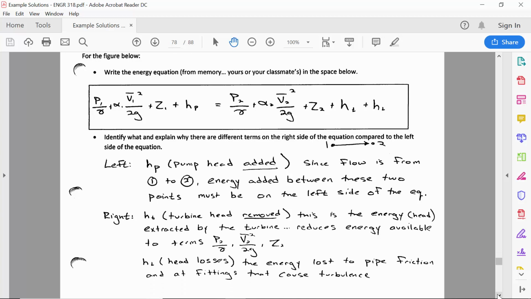Okay, I've got the energy equation up on the screen there, as well as my short answer explaining what's different on the left versus what's different on the right. So take a look at what I've got and compare it to what you'd been thinking of. I'll give you a moment to soak that wisdom in.